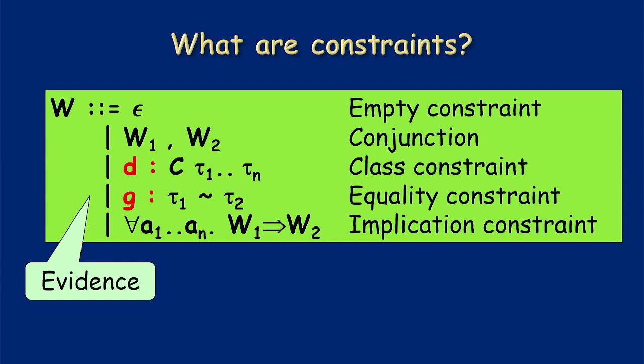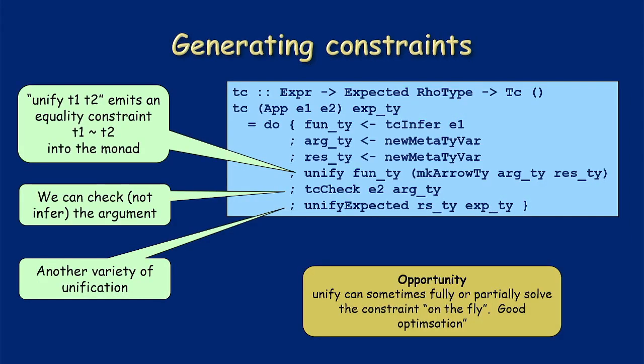Because really, these first two are barely worth talking about. They're just a collection of constraints. So really, there's only 3 forms. That's not very many, right? It's amazing how hard it is to deal with those 3, though. Right, so here's what the constraint generator might look like for an application.